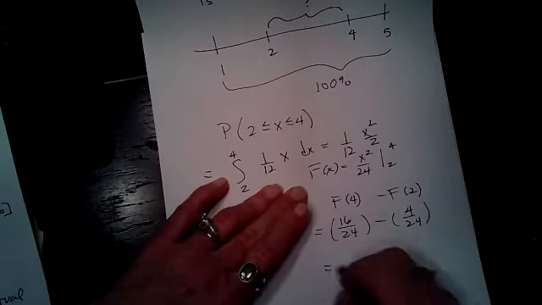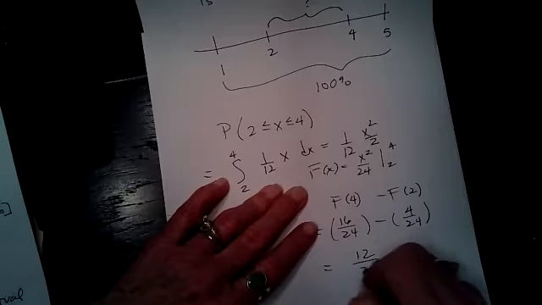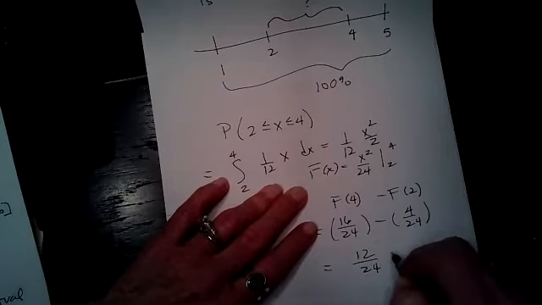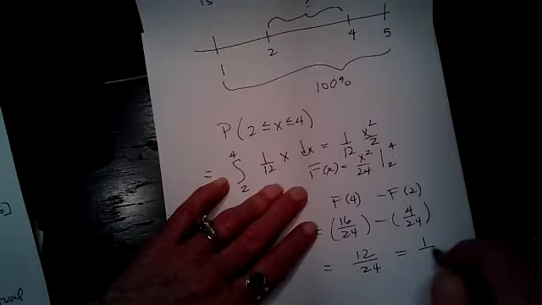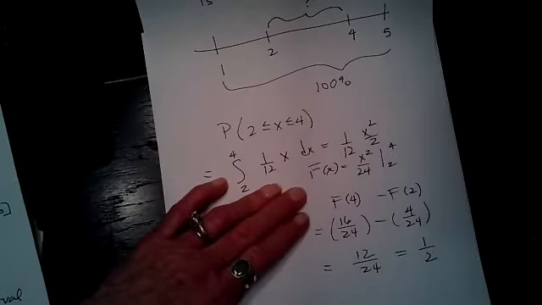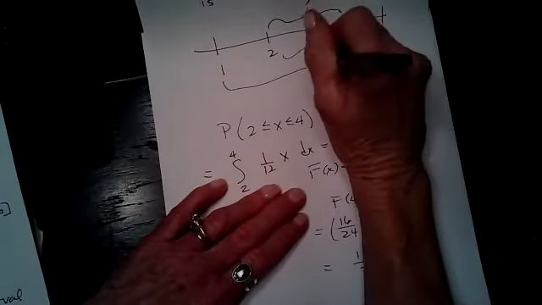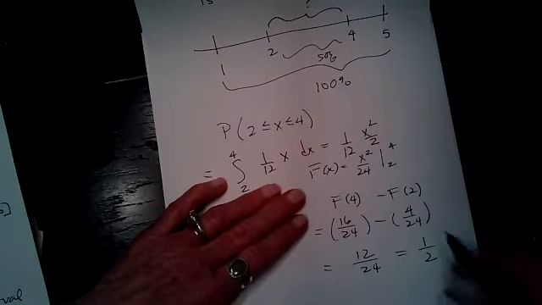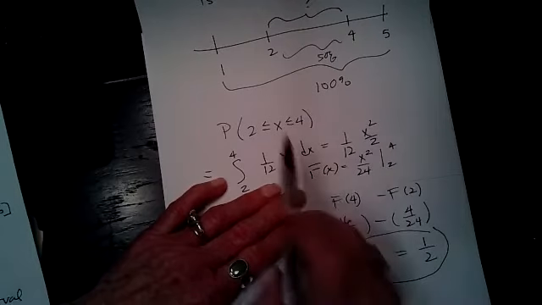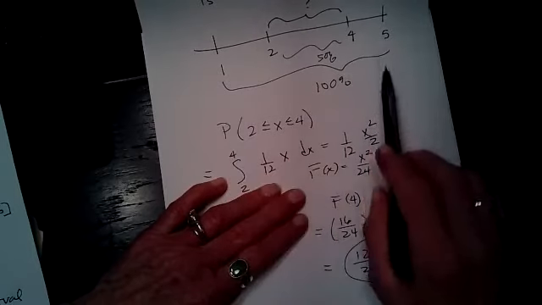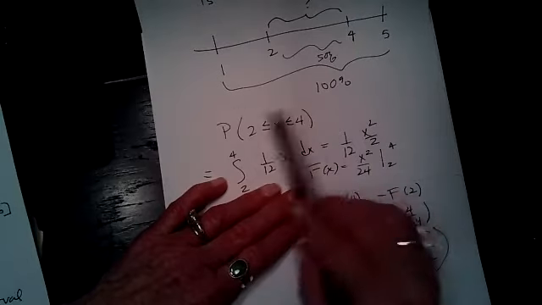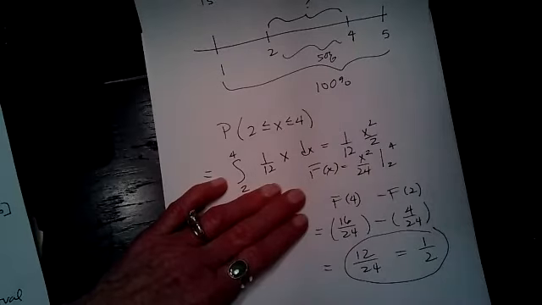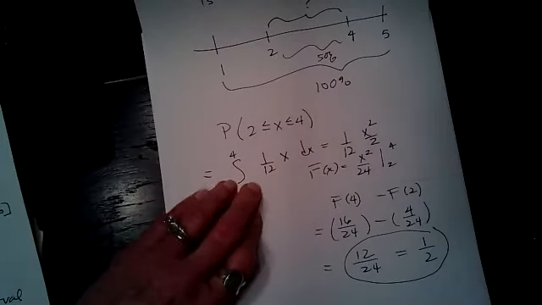So that gives me 12 over 24, which is 1/2, and it doesn't matter. So there's a 50% chance X lies within this interval. When you're finding the probability, it's always going to be positive, and it's always going to be less than 1, because a 1 means there's a 100% chance that X lies within that interval. So if you get a negative number or a number greater than 1, you'll know you did something wrong.